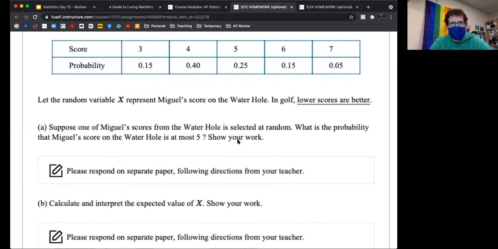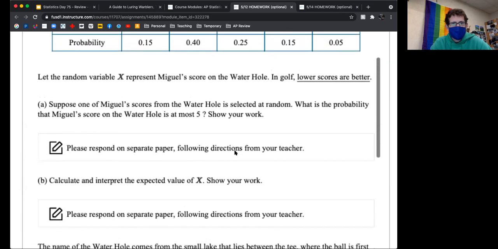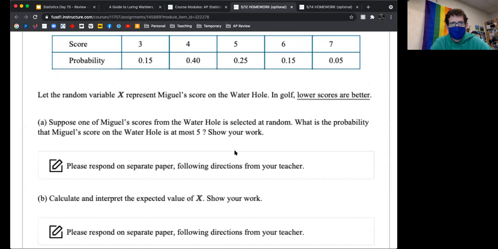Now it says show your work. Even though it doesn't say it, you always want to put a sentence with context. The probability is 0.8 that Miguel will score at most 5 on the water hole. Calculate and interpret the expected value of X. Show your work. It's easy for a problem like this just to set up 2 lists and then do my 1 variable stats in order to get my answer.